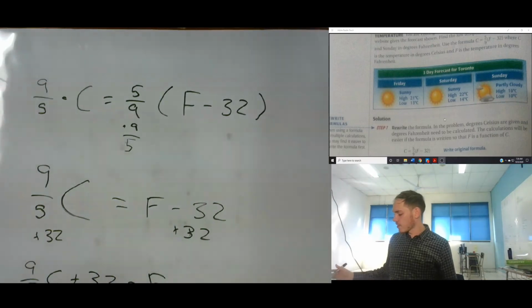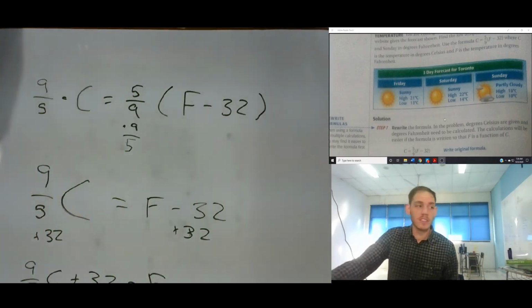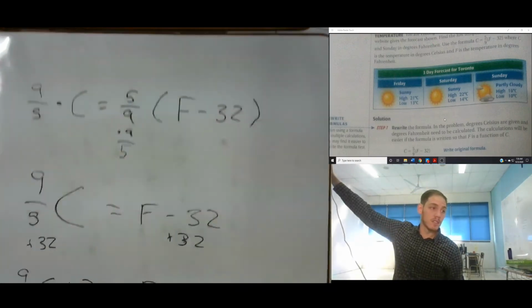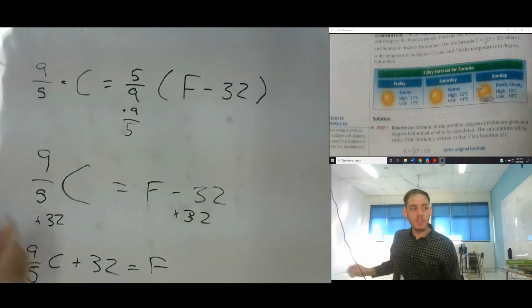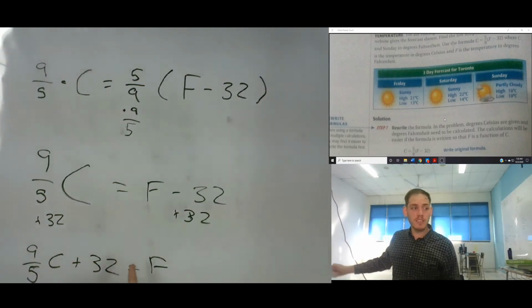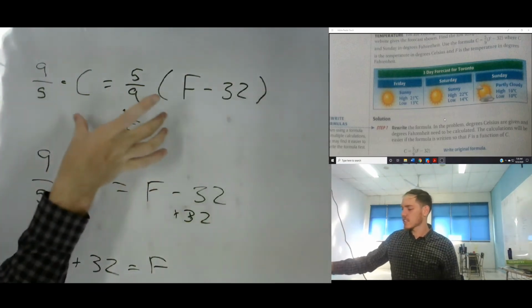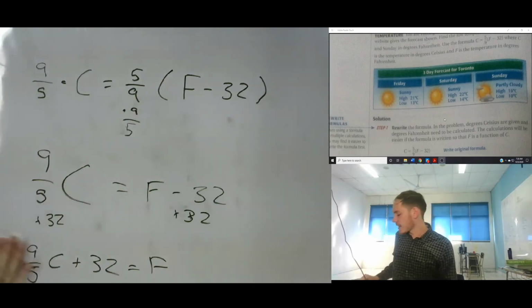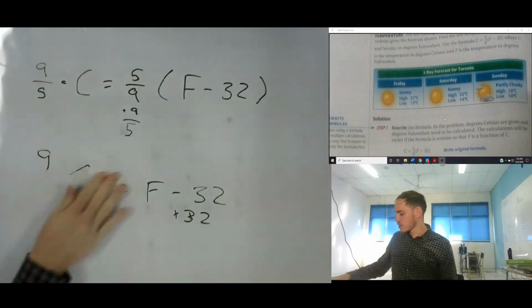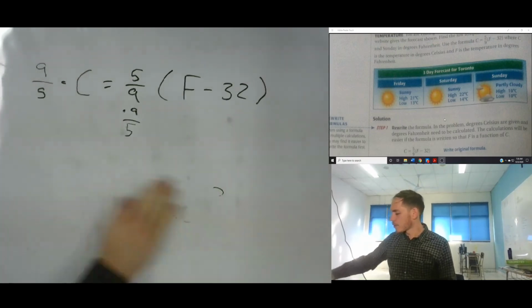And I'm going to rewrite it above because it's off the screen. My apologies. So you can see 9 over 5 C plus 32 equals F. That takes us from solving for Celsius to solving for Fahrenheit. And actually, that's a great way of looking at how both of those equations relate to each other.